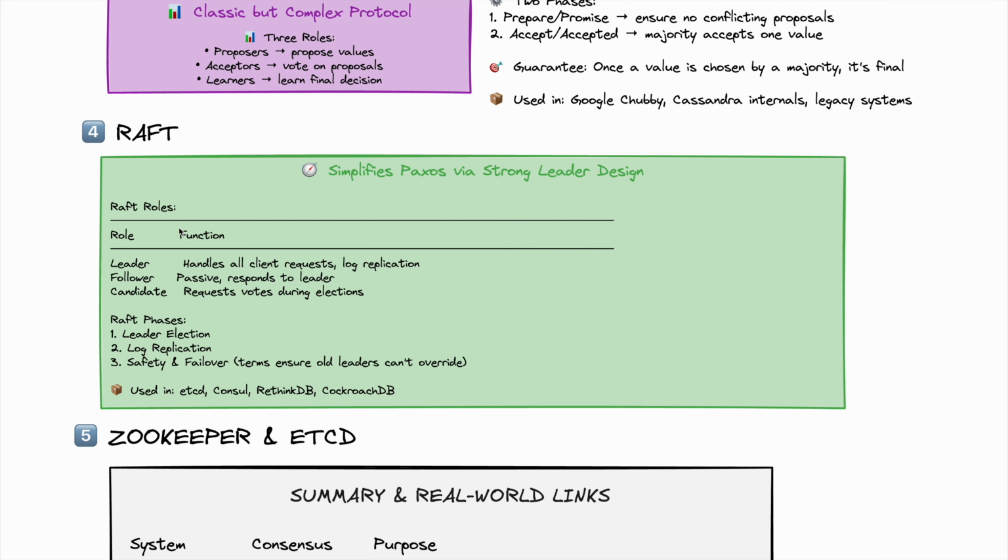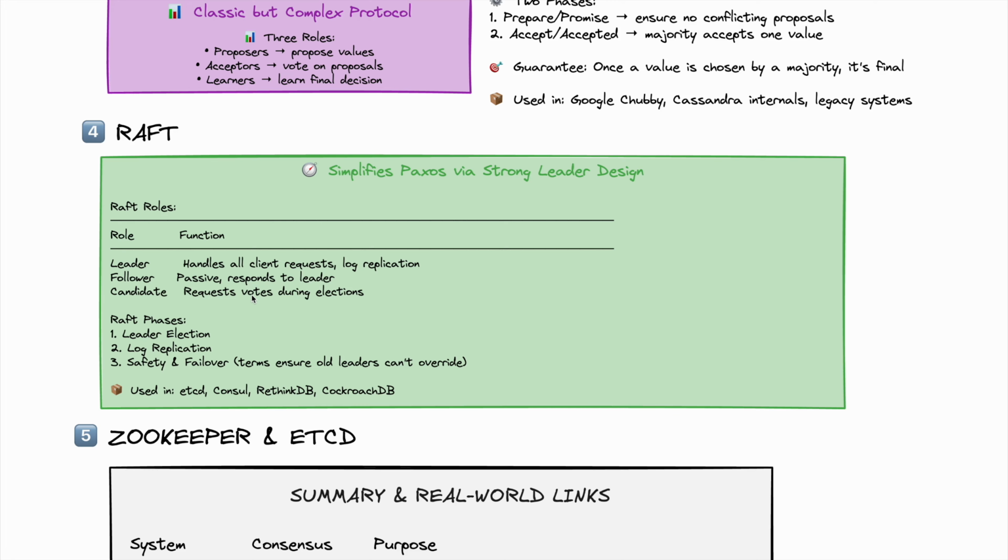Let's take a look at another algorithm, which is Raft. Raft is basically a simplified version of Paxos. It has a strong leader design. So what are the roles in Raft? The first role is the leader. The leader handles all the requests. All the requests go through the leader, and it also handles the log replication. The next role is the follower. A follower is a passive role. It responds to the leader, to all the requests that the leader receives first, and then subsequently the leader sends those requests to the followers.